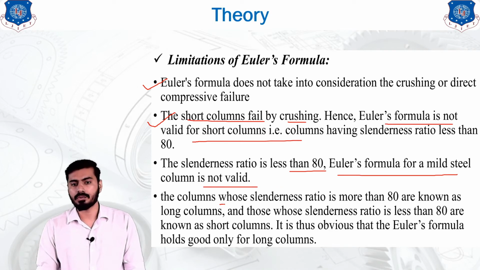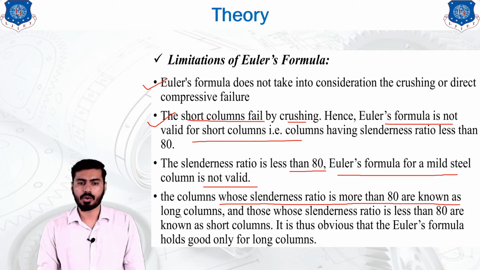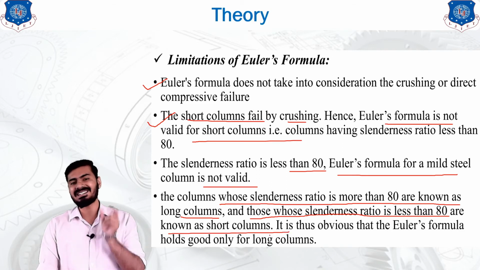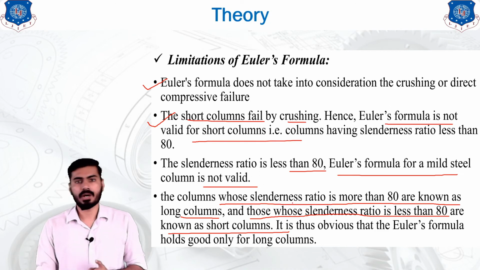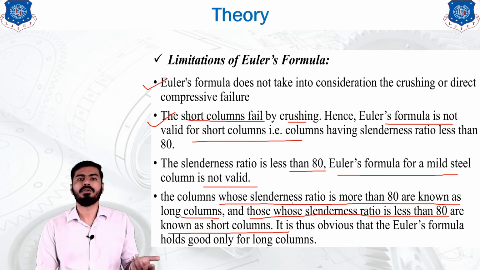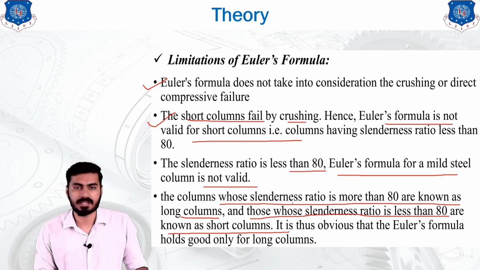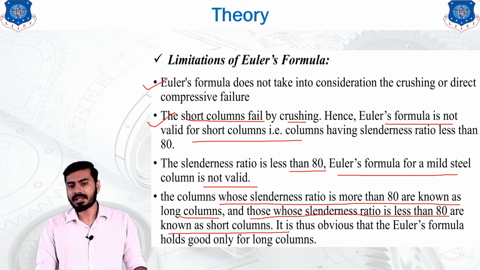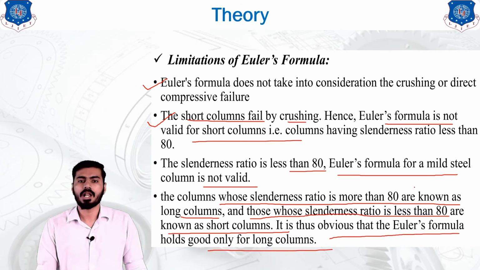The columns whose slenderness ratio is more than 80 are known as long columns, and those whose slenderness ratio is less than 80 are known as short columns. But this value of 80 is valid only for mild steel. If you are considering another material, then this value will be different. You will find another reference based on which you decide whether it is a long or a short column. It is thus obvious that the Euler formula holds good only for the long column.